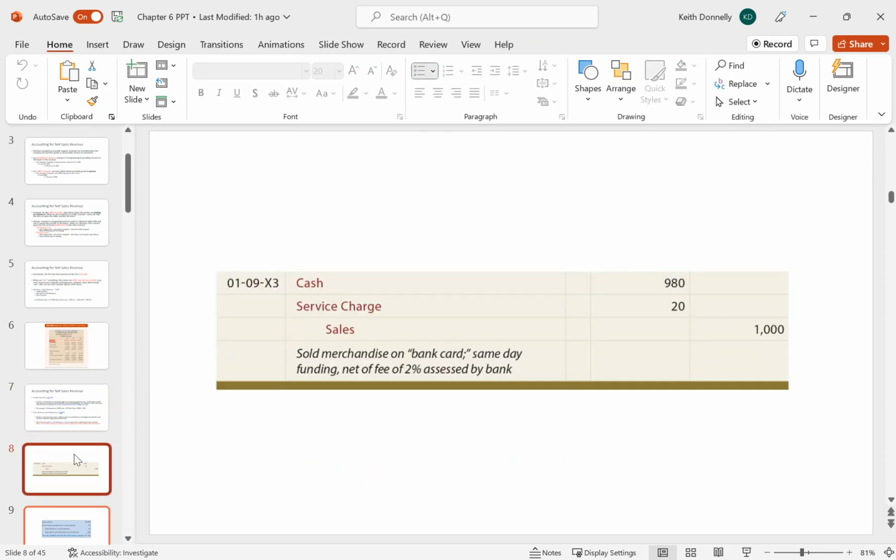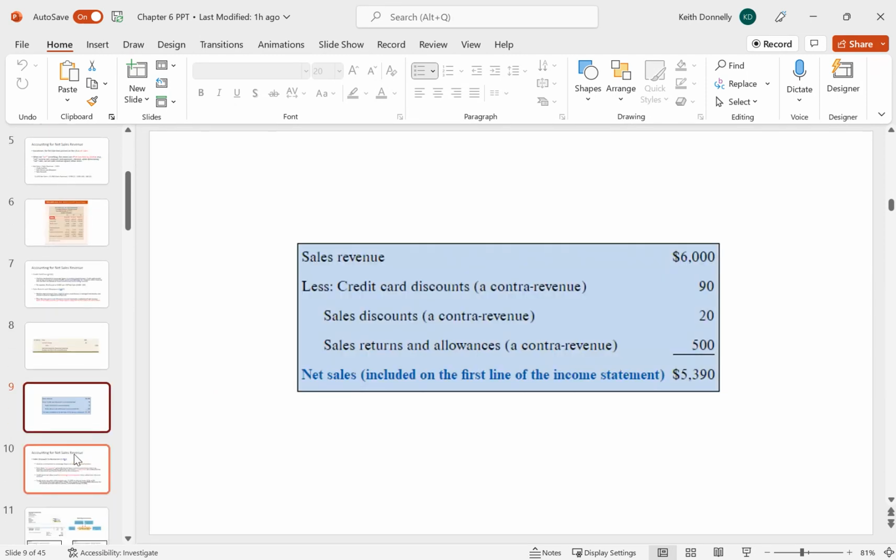So here's a journal entry just showing what it might look like for a business if they have to pay that credit card fee. And then here's how you get from your gross sales, back out that CARD, which gets you to your net sales, okay?